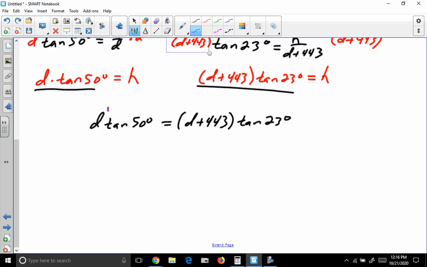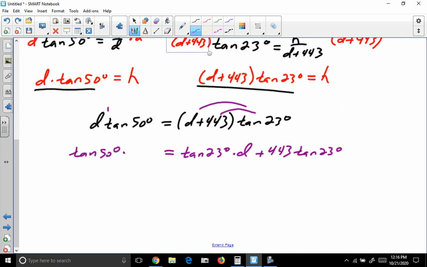So when we have an equation that has parentheses, we want to distribute to get rid of the parentheses. So we can call that tangent 23 degrees times d. That's the coefficient of d. And then we can do 443 times tangent 23 degrees. On the left side, we could leave it like that, or we could call that tangent 50 degrees times d. Okay, so our equation is linear, d to the first.